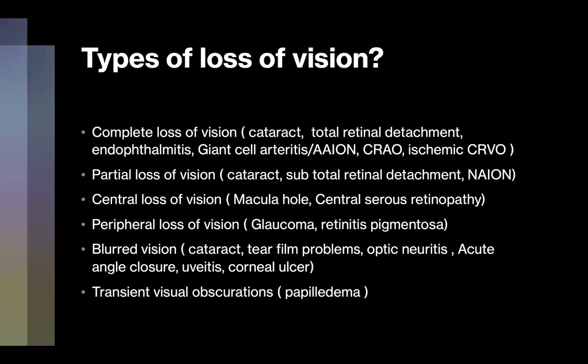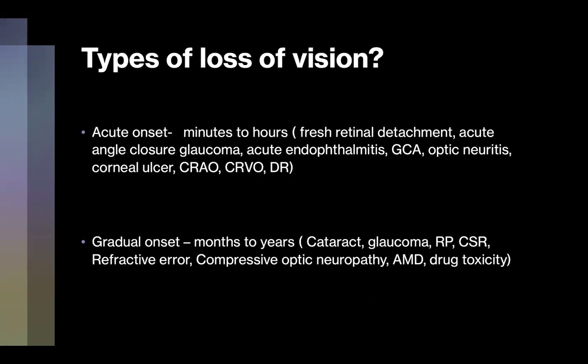The other way we can categorize loss of vision is into acute onset and gradual onset. Acute onset is usually loss of vision within minutes to hours. Gradual onset is usually months to years. There's a bit of a gray area of days to weeks. Sometimes it can be put into acute, sometimes into gradual. Usually days we say more or less acute, but weeks is usually gradual.